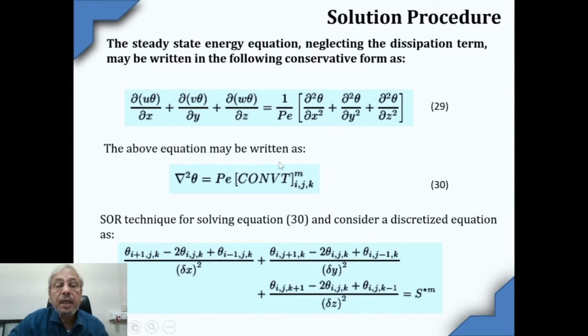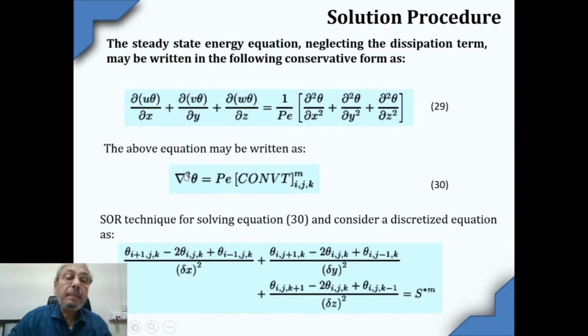And we can again consider the Peclet number into this convective terms contribution. This is known, and we can call this S star m. We have just used this nomenclature. We will call Peclet number into the contribution of convective terms at the mth iteration level as S star m.